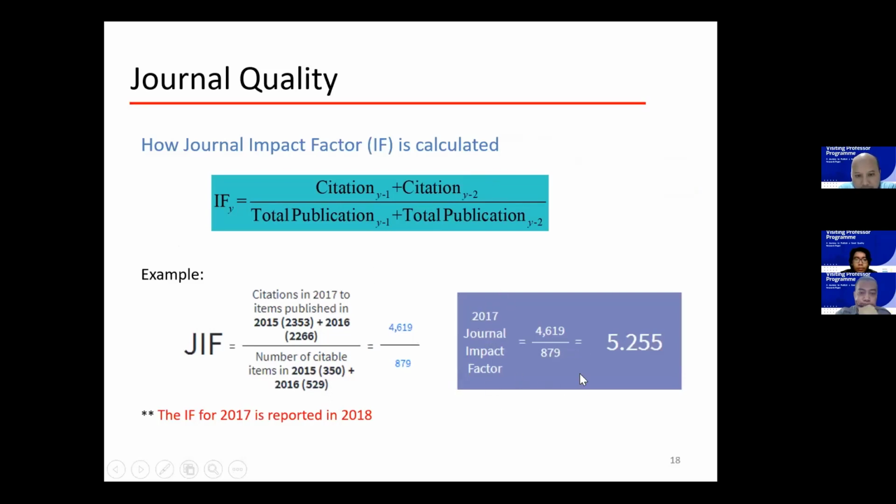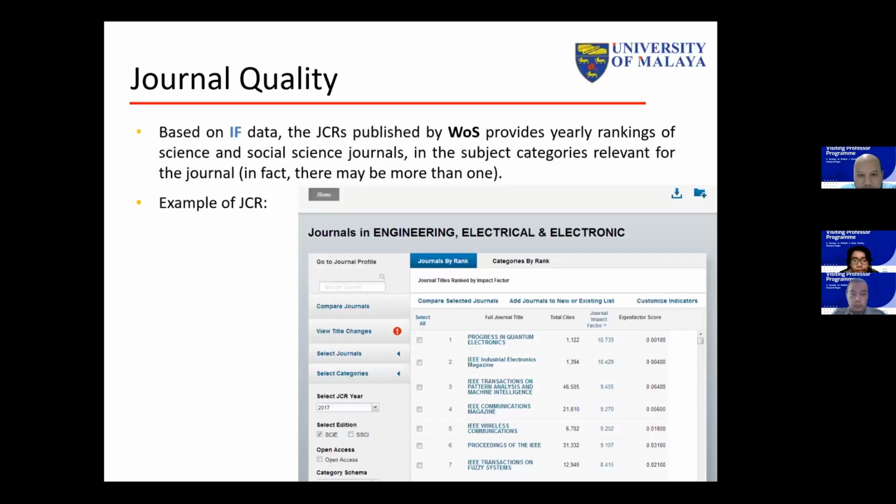So for example, in 2017, the journal impact factor is measured by the total citations for the last 2 years, divided by the number of citable items in 2015 and 16. Actually it's based on the number of papers. This one is not so right. This one: citations for the past 2 years divided by the total number of publications for the last 2 years. Okay, this is the formula. So from this impact factor, they will rank the journal.